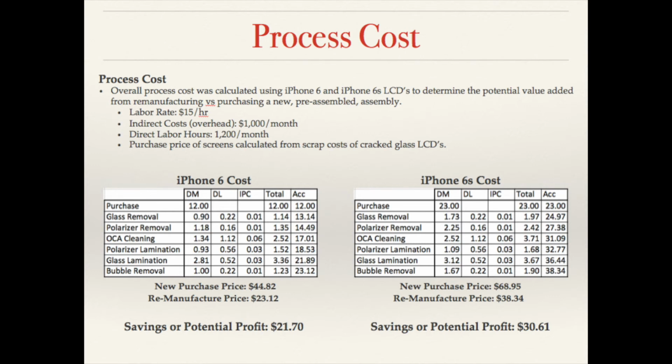The accumulated cost model was calculated using the yields and cycle times for each process throughout the entire process flow. Additionally, the purchase price for the raw material was calculated from the scrap costs of cracked LCDs given by third-party companies, a labor rate of $15 an hour, indirect costs of $1,000 a month, and direct labor hours of $12,000 a month. From this accumulated cost model, it is very apparent that this process is extremely profitable.